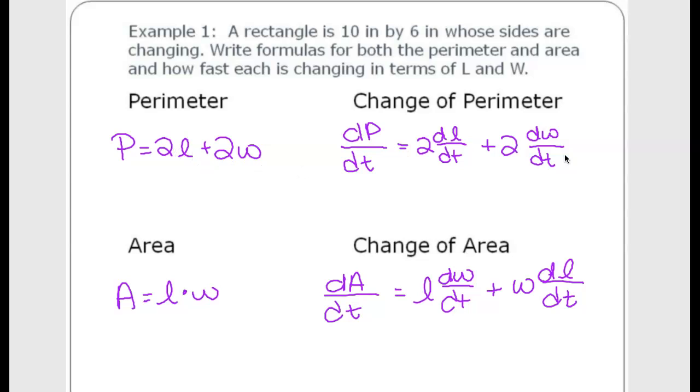In a related rate, change in perimeter is dP/dt equals 2 dL/dt plus 2 dW/dt. Area, this is a product. So that means you have to do first times derivative of the second with respect to time plus the second times derivative of the first with respect to time. So the derivative of area gets a little bit messier.